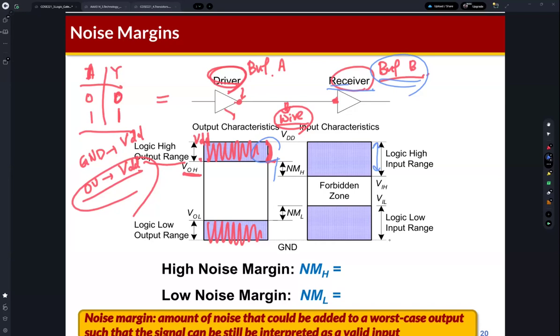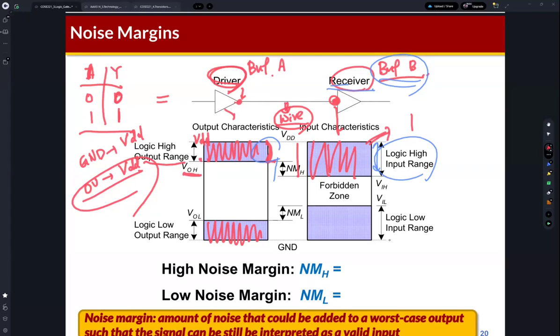It means the logic high input range. If the voltage level of the input signal at this point is within this range, then this receiver, the buffer B, thinks that this is the value 1. As you can observe, the logic high input range is wider than the logic high output range. This is because the system needs to be tolerant to the noise.